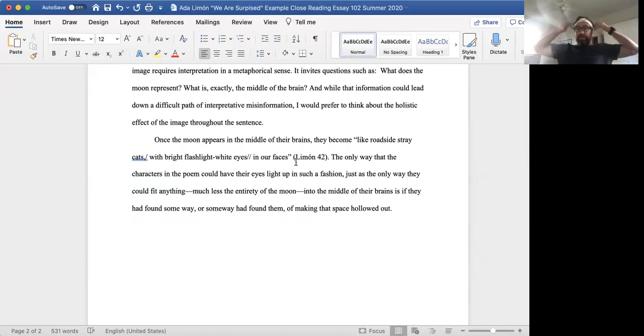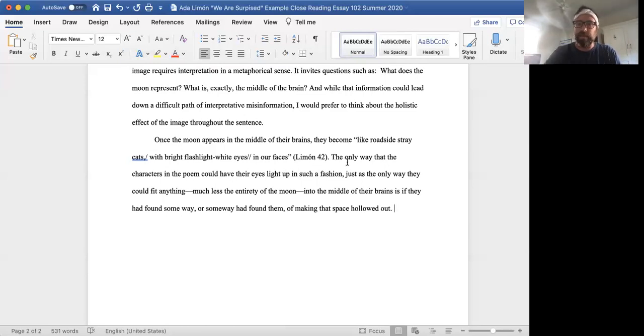And then because there's nothing in there, it would then make lights shine up like these roadside stray cats. So the only possible way that they can do this impossible image is by having nothing inside of their brains. That's what we're trying to get at from the opening stanza. And of course, that's not necessarily a positive image or a negative image. I don't really know how to read it yet, but it's an impossible image that she's making possible through the use of imagery.